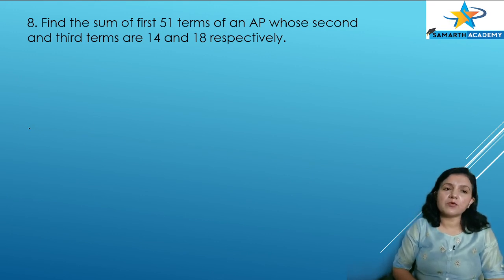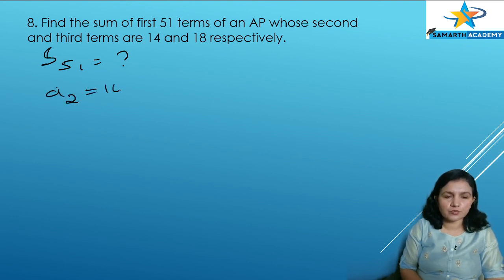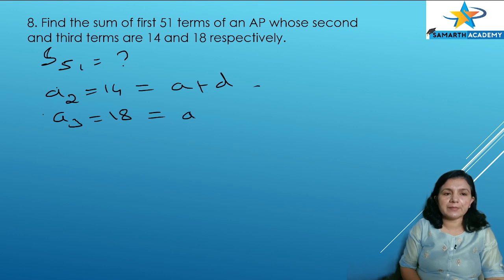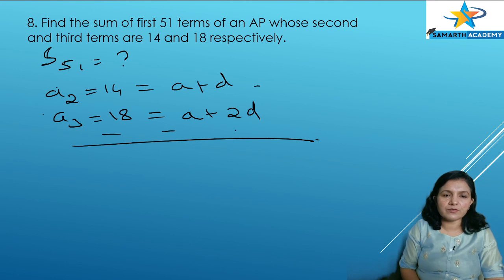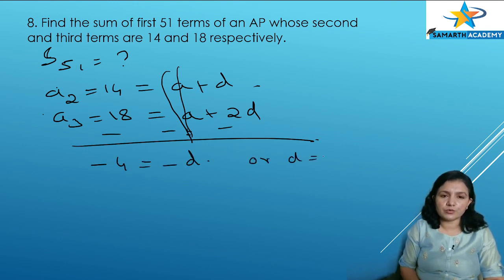Question 8. Find the sum of the first 51 terms of an AP whose second and third terms are 14 and 18 respectively. So he is asking for S51, the question mark. Whose second term, that is a2, is equal to 14, which is nothing but a plus d. And a3 is equal to 18, which is a plus 2d. Now if I subtract this, what will we get? The a gets eliminated. Minus 4 is equal to minus d, or d equal to 4.